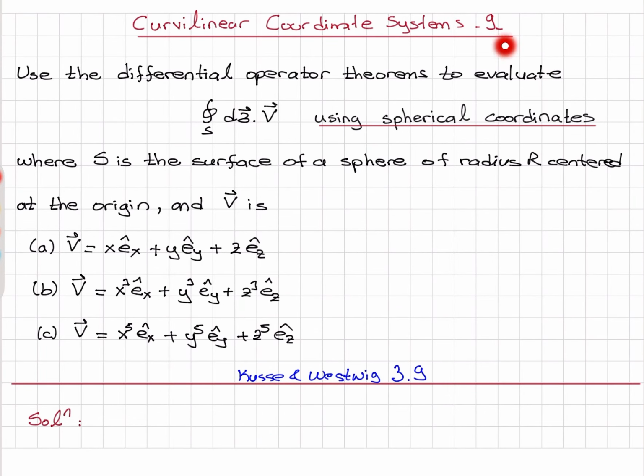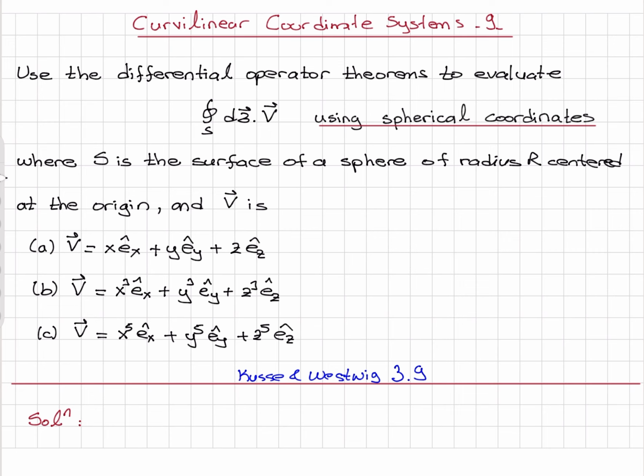Curvilinear coordinate systems, problem 9. Use the differential operator theorems to evaluate a closed surface integral ∮ dσ · V using spherical coordinates, where S is the surface of a sphere of radius capital R centered at the origin, and V is, in part A, x x-hat plus y y-hat plus z z-hat. Now this is basically talking about the flux of this vector V.